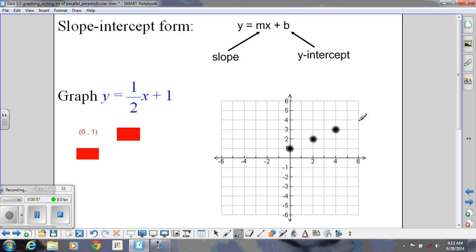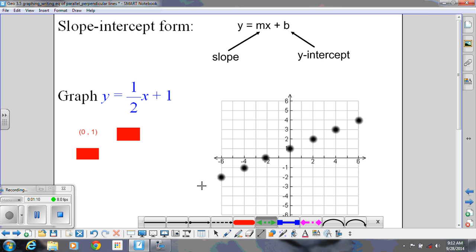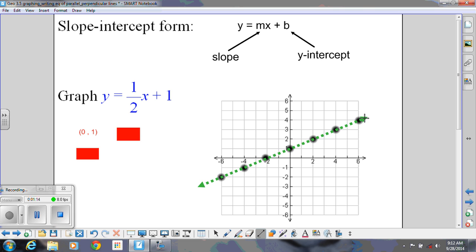So I'm going to count up 1 over 2, up 1 over 2. And remember you can go backwards too. I can count down 1 to the left 2, and so on. So I'm just using the y-intercept and the slope to get some points, and then I'm going to connect them. And I've graphed my line. Now if I ask you to label some points, then you could label the y-intercept really easily. That would be (0, 1). And let's just say I label this next point that I got by counting my rise over run. That would be (2, 2).